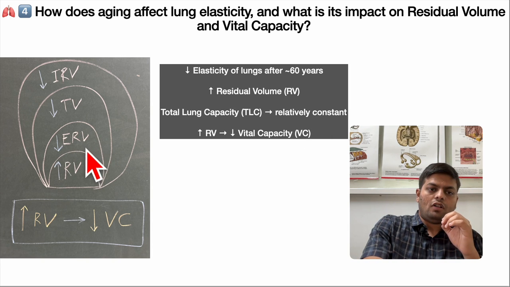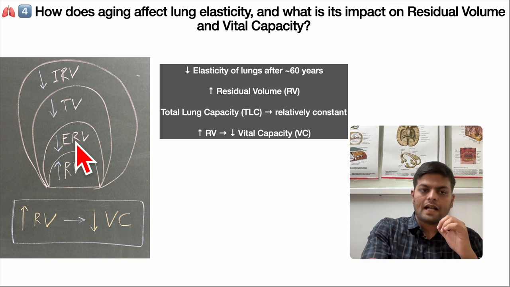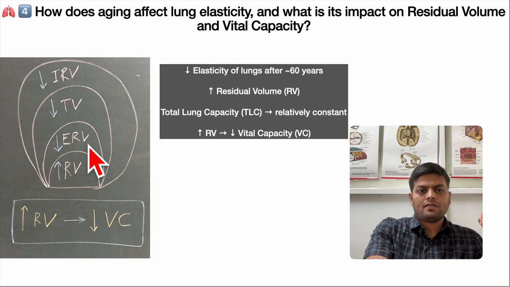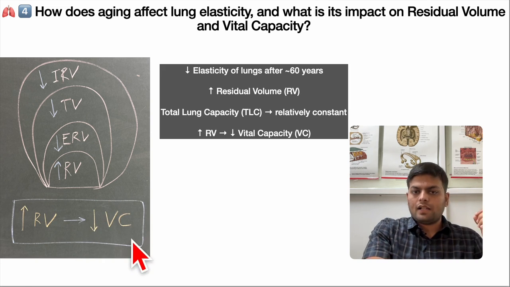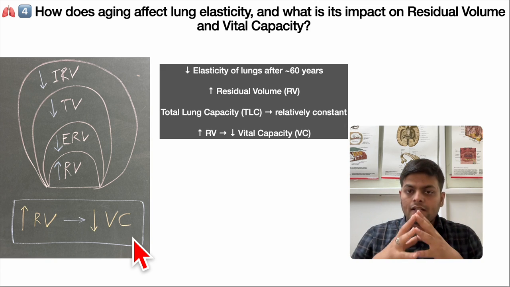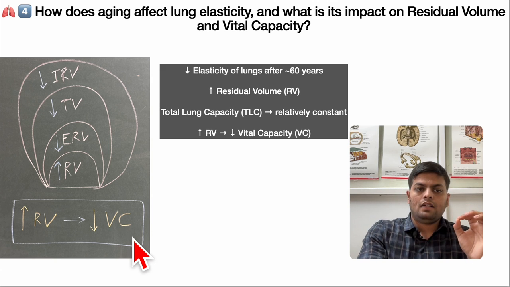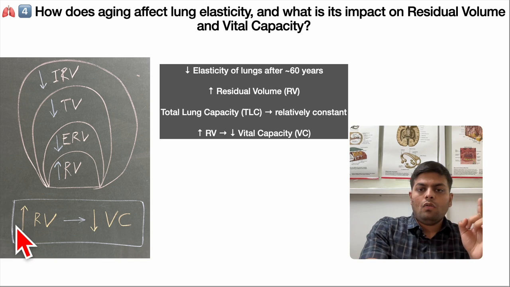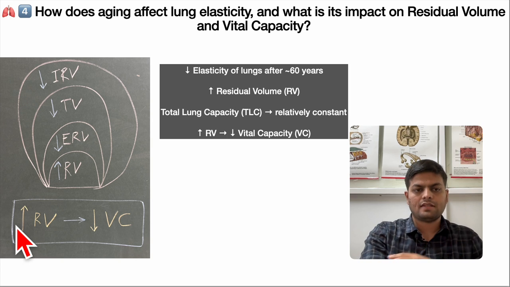So, increasing residual volume causes the decrease of other lung volumes. And as we know, these 3 lung volumes, inspiratory reserve volume, tidal volume and expiratory reserve volume, together make up the vital capacity. So, an increase in residual volume causes a decrease in vital capacity. Here it is worth repeating that this shift occurs because the total lung capacity is constant. So, an increase in one component necessitates the decrease of another.